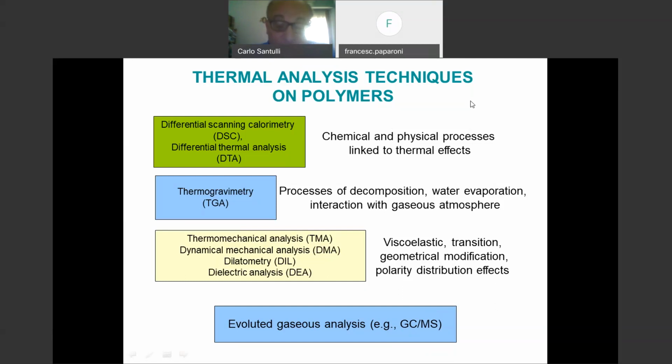Then we have the mass loss due to degradation, which is evaluated by thermogravimetry, and a number of different effects, in particular the viscoelastic. You may remember that polymers are always dependent on time. Their behavior is always dependent on time, so they have a kind of viscous and viscoelastic behavior, and in some cases it's even difficult to discern a completely elastic behavior.